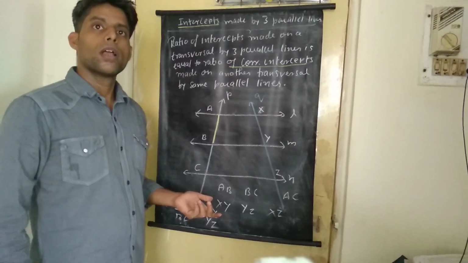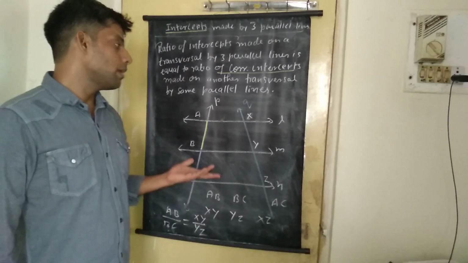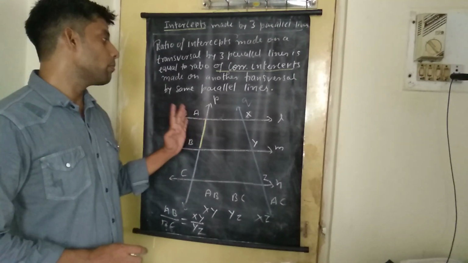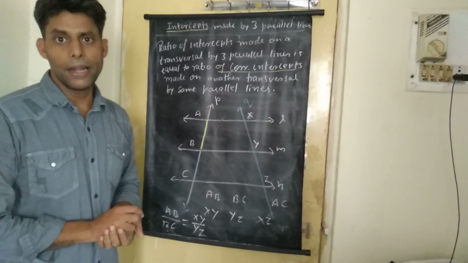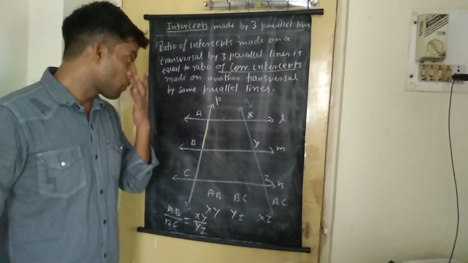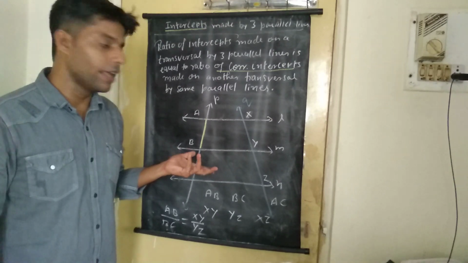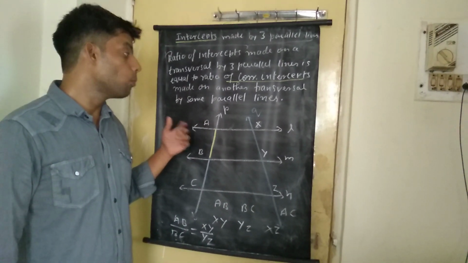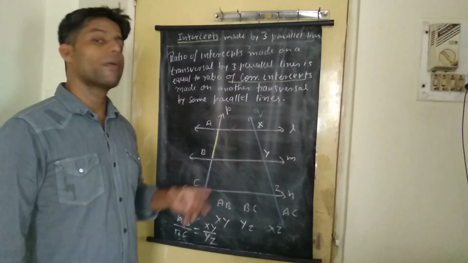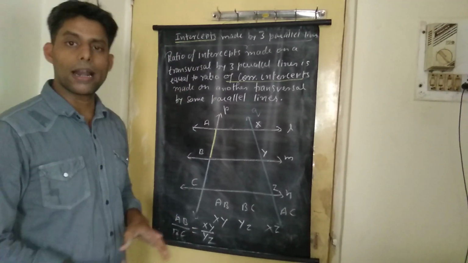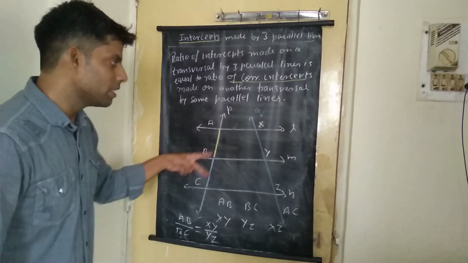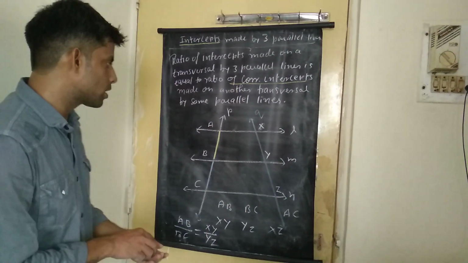Okay students, many a time it happens that students consider this as resembling the same property as BPD, but it is very important. This is quite different from BPD. BPD is applicable in a triangle with two parallel lines, whereas this property is related to three parallel lines. We can have a few more properties. It's not just about AB upon BC being equal to XY upon YZ.